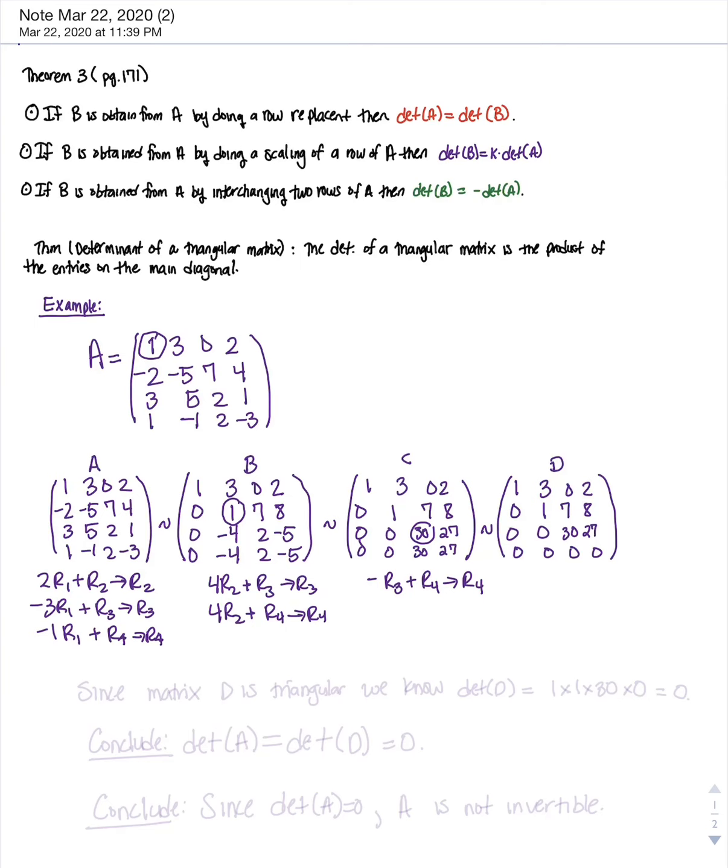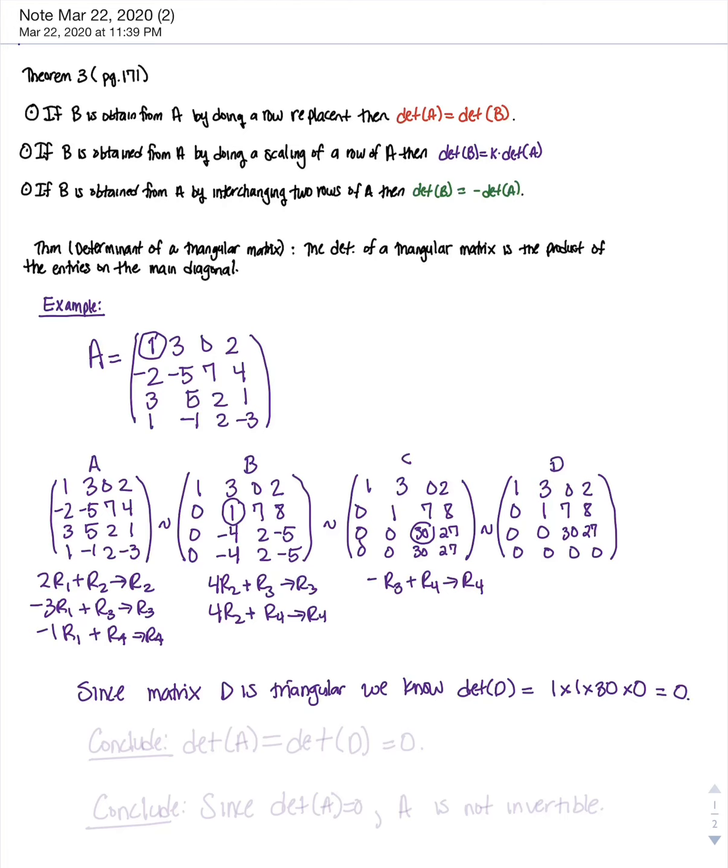Now, since matrix D is triangular, we know that the determinant of D is the product of its entries on its main diagonal. So it's going to be 1 times 1 times 30 times 0, which gives us 0.